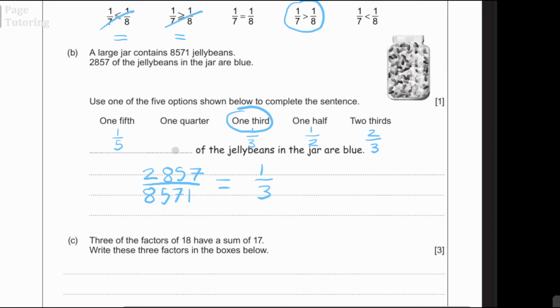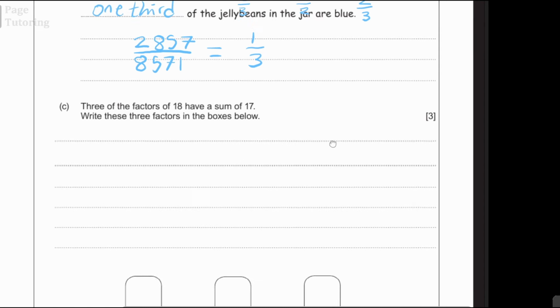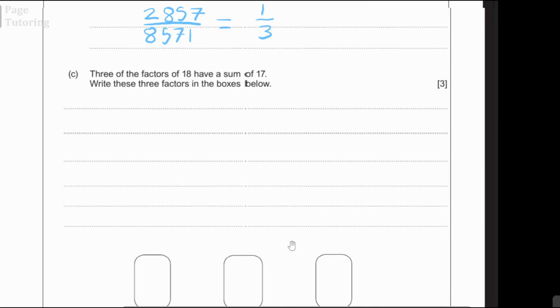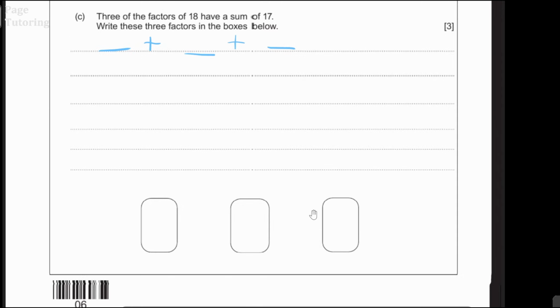We're going to make sure that line's not got anything else on it, and we're going to write in words 1/3. Part C. 3 of the factors of 18 have a sum of 17. So sum, that means when you add up the numbers. So it's going to be 3 numbers added up. You don't know what they are. And they've given you places to fill in the boxes, but you could even write down here that add there, that equals 17.